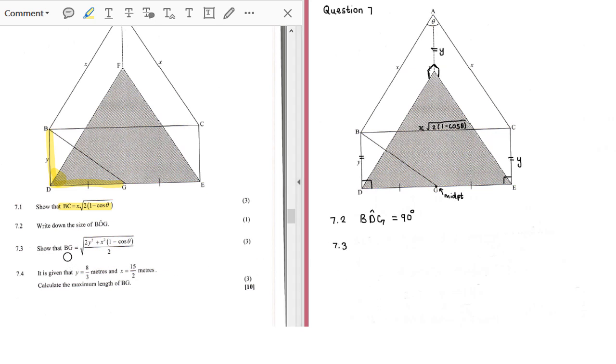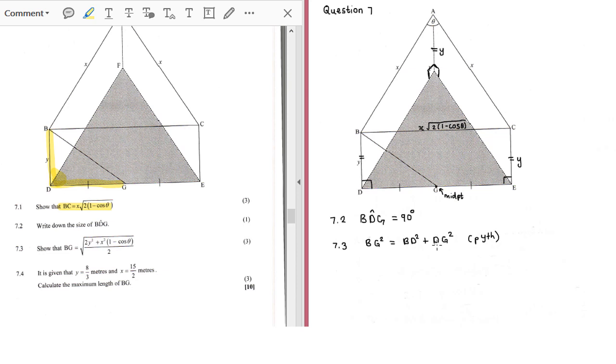Question 7.3 says show that BG, so that distance there, BG, is equal to this. Okay, so BG now lies in this right angle triangle BDG. So we can use the theorem of Pythagoras in there. BG is the hypotenuse, so we're going to have BG squared is equal to the sum of the other two sides squared. So we're going to have BD squared plus DG squared. This is our famous Pythagoras.